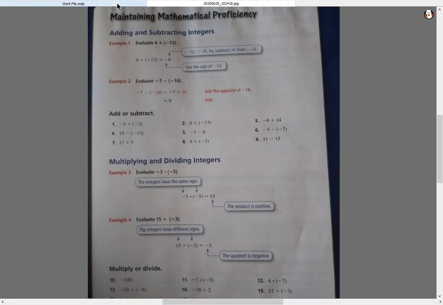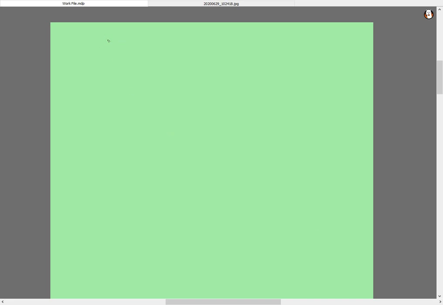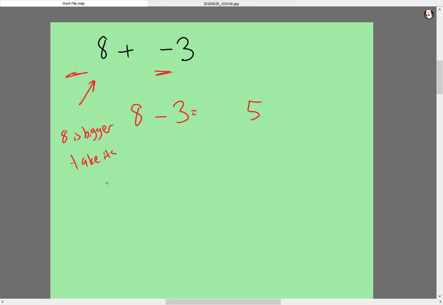Next is 8 plus -3. So, compare the signs. One's positive, one's negative. So that means I'm going to have to do a subtraction and then take the bigger sign. 8 is bigger, so take its sign. So that means this will be positive. So 8 plus -3 equals +5. All right.